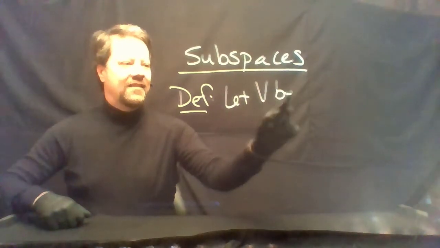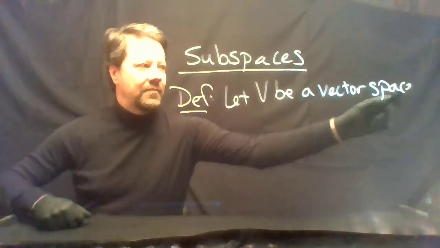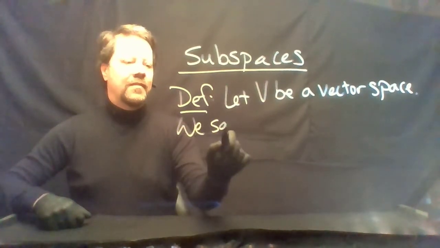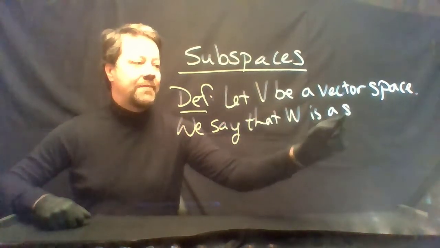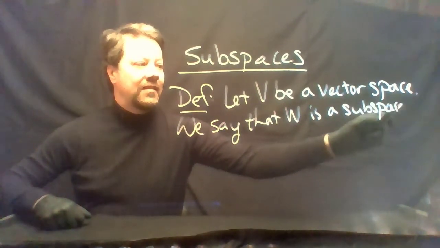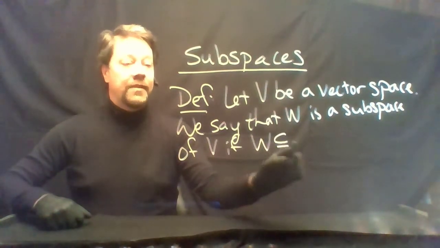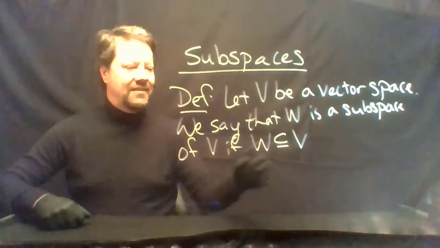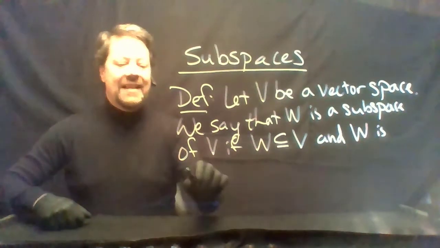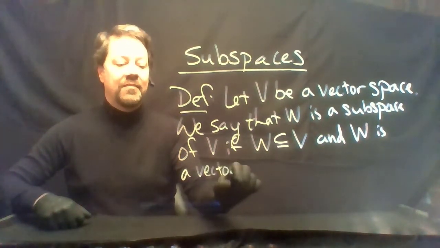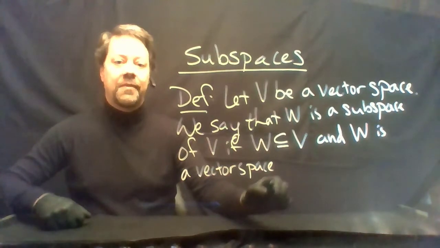Let V be a vector space. We see that W is a subspace of V if, first of all, W has to be a subset of V, and W is a vector space in its own right under the inherited operations from the vector space V.